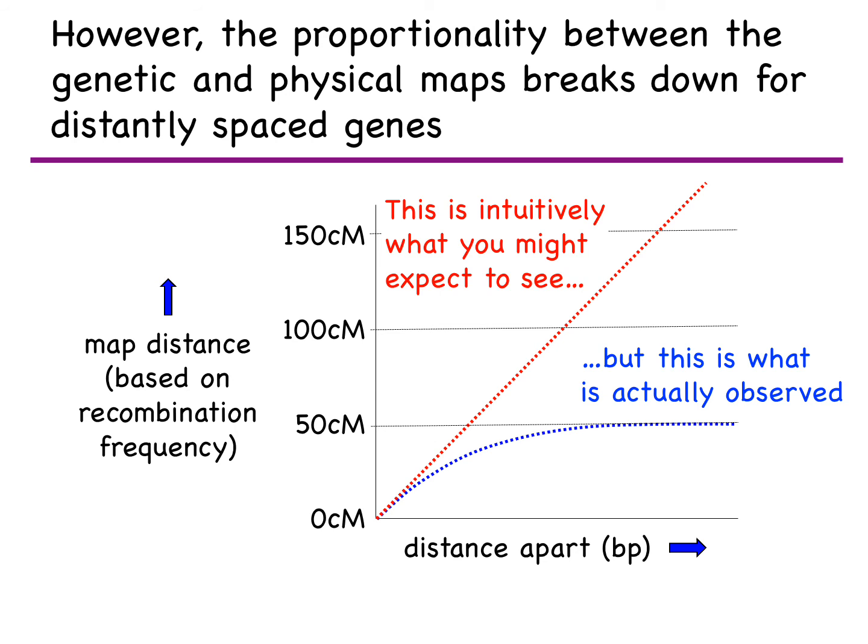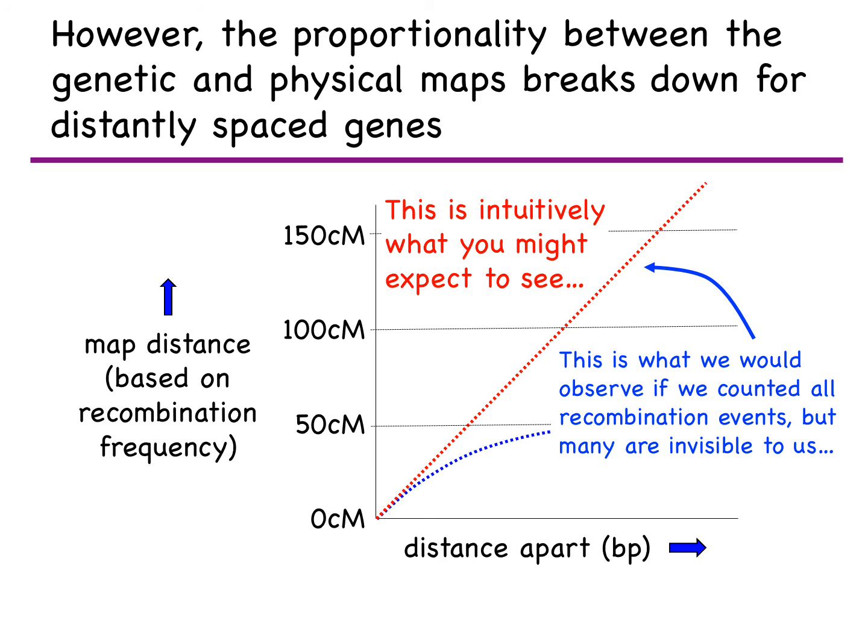So if we go back to this slide that I showed you earlier, intuitively what you expect to see is that as genes move further apart from one another, the recombination frequency would be higher. You'd expect to see this red graph, where it just increases linearly over distance. That's what you would observe if you could actually count all the recombination events taking place between any two genes.